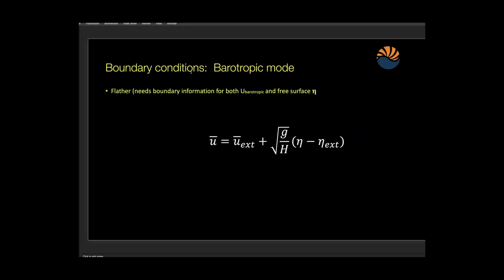The barotropic mode based on Flather works really, really well. We have lots of experience with this. The boundary condition is evaluated using the barotropic mode outside of your domain, and the free surface side, which is related to the barotropic velocity through the conservation of mass equation. This works really well. No issues here.